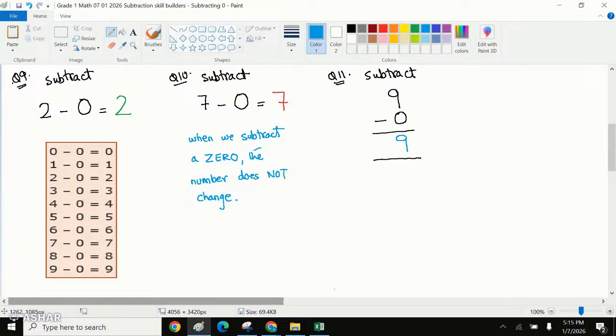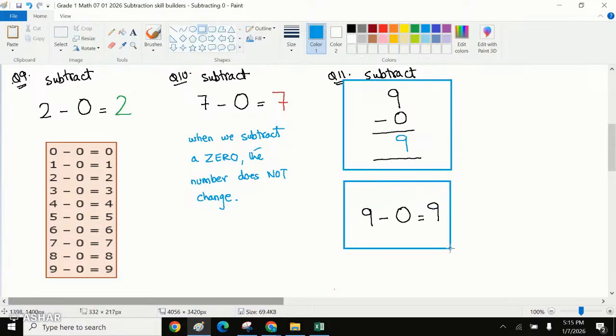So we can say 9 minus 0 would be 9. The same thing can also be written as 9 minus 0 will be equal to 9, right? So we can write both ways. We can write this way or we can write this way. They both are the same thing written, right?